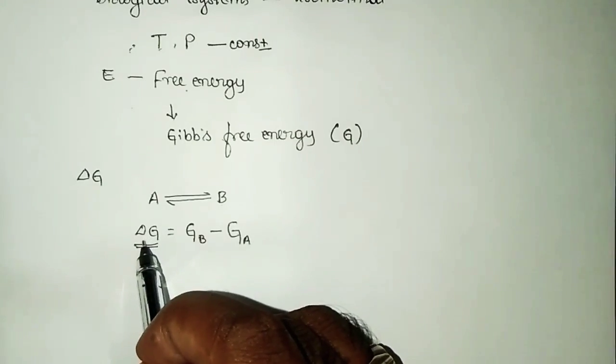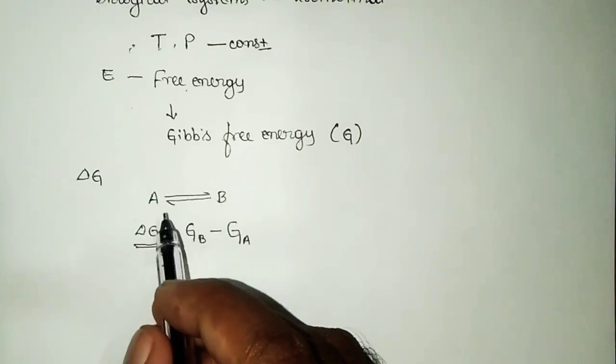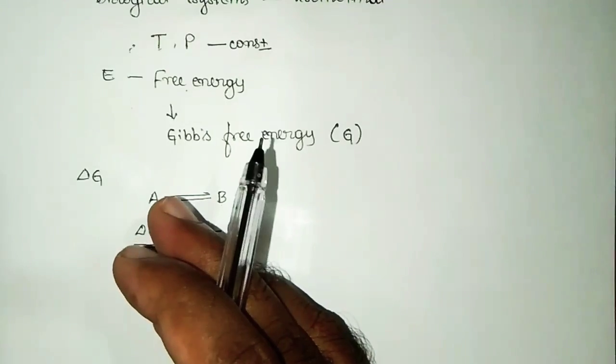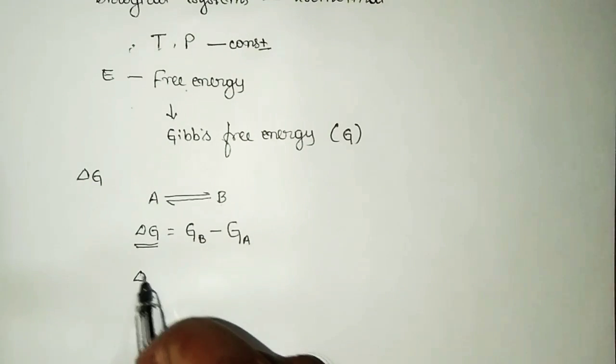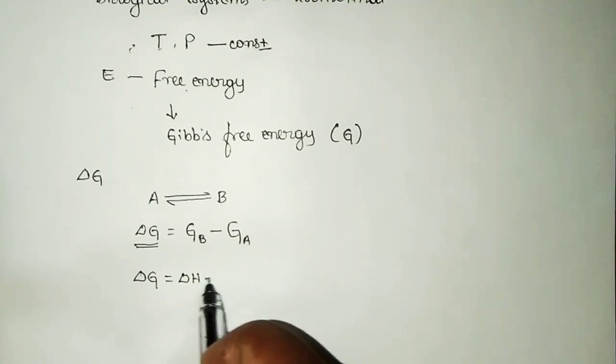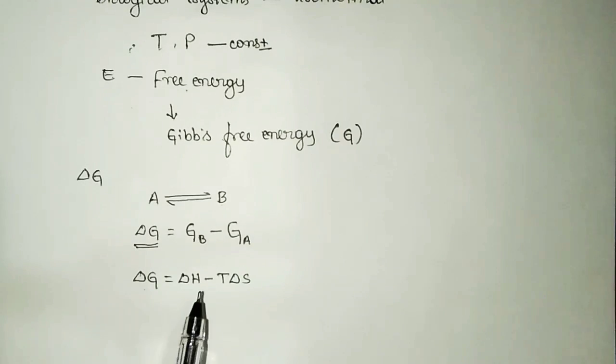The parameter delta G, that is change in free energy, strictly speaking change in Gibbs free energy, is related to three other thermodynamic properties, that is enthalpy and entropy of the system, as delta G equals delta H minus T delta S. So this is the relation through which we can relate free energy with enthalpy and entropy, as well as the absolute temperature. Here delta G is the change in free energy, delta H is the change in enthalpy, delta S is the change in entropy, and T is the absolute temperature. That means we are expressing the temperature in Kelvin.